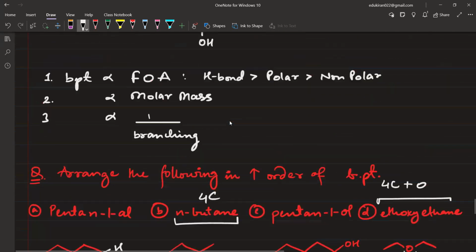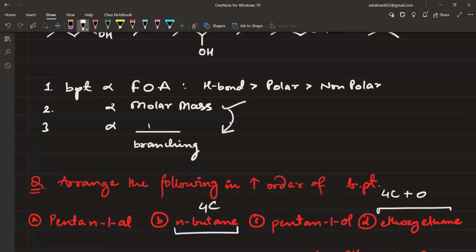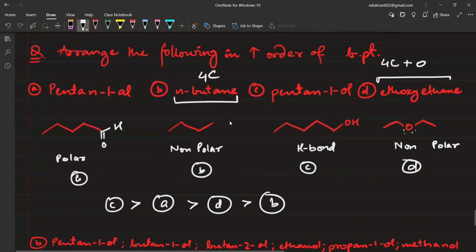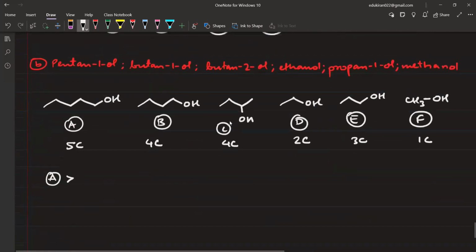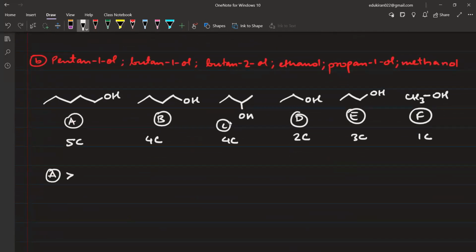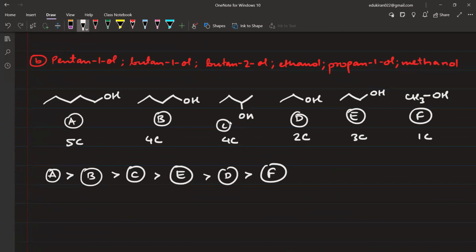Once we are done with molar mass, that is the number of carbon atoms, I will move to branching, if the carbon atoms are the same. Which one has less branching? B has less branching. So after A, we'll have B. After B, obviously we'll have C, because of 4 carbon atoms. Then we look at the 3 carbon atoms, that is E. Then the 2 carbon atoms, that is D. At last, we write F.